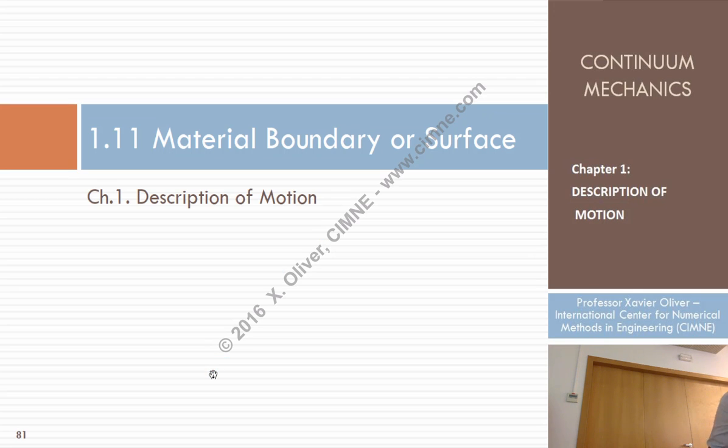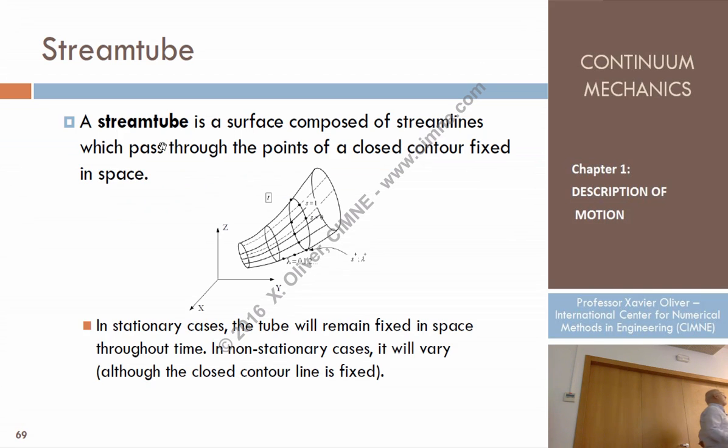Well, something that maybe you are familiar with is the concept of a streamtube, tubo de corriente. A streamtube is just a tube whose surface is made of streamlines. So every one of the lines that define this tube is made of streamlines. That's something that is used in hydraulics and so on, and it's good that you are aware of the definition.